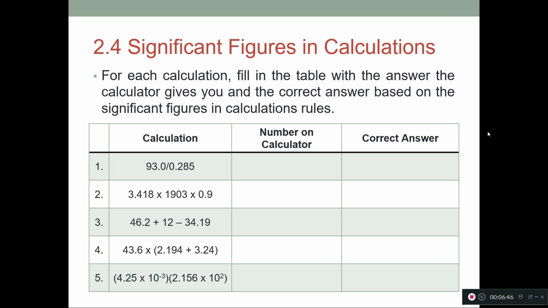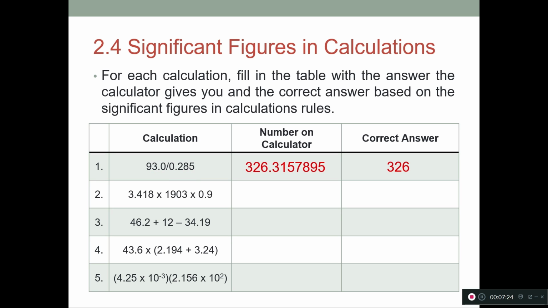And so for this first one, we have 93.0 divided by 0.285. If we put that in our calculator, we'll get this number. To get the correct answer, we look at how many significant figures each of the numbers we are dividing has, and both of them have 3. That means our answer should also have 3. So we take this number right here and put it as the correct answer. Since the number that comes after that 6 is less than 5, we don't change that digit.